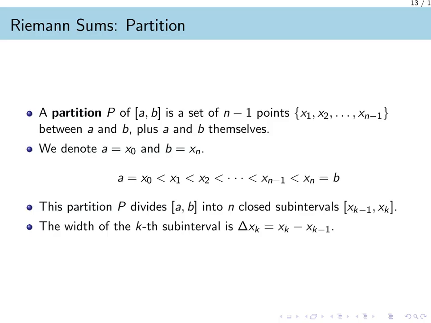The kth subinterval is the closed interval from x_{k-1} to x_k. The width of this kth subinterval is denoted by delta x_k, and it is calculated as the difference between its endpoints, x_k minus x_{k-1}. A key point is that these widths do not have to be equal. In short, a partition is the formal structure we use to define the bases of the rectangles for our approximation.